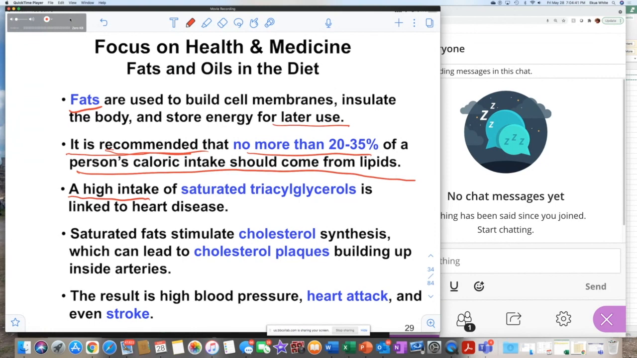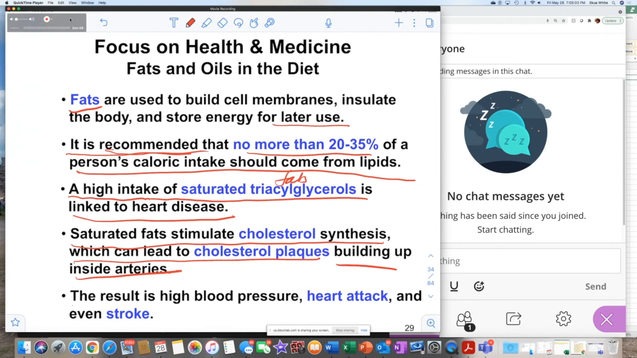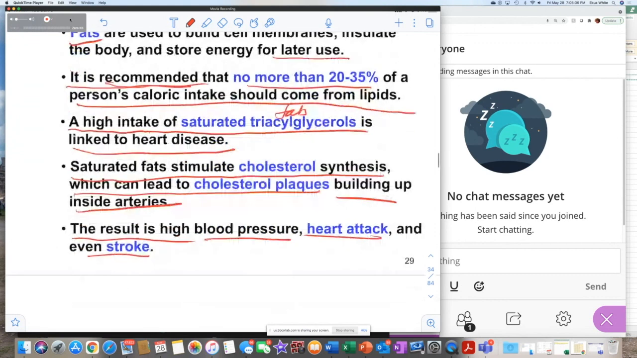I normally eat healthy. A high intake of saturated triacylglycerols is linked to heart disease. So when you eat a lot of saturated fats, this is linked to heart disease, and this is serious. Saturated fats stimulate cholesterol synthesis, and they can lead to cholesterol plaques. Remember, because of the way they pack, building up inside the arteries, and we're told here this can result in high blood pressure, heart attack, and even stroke. Okay.